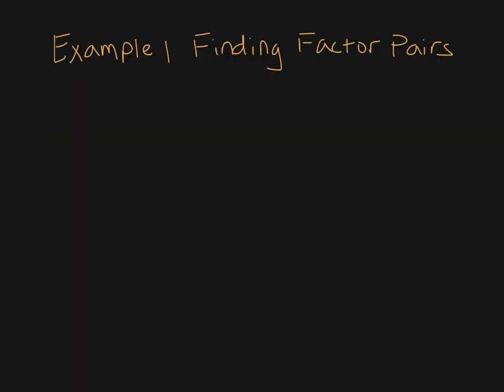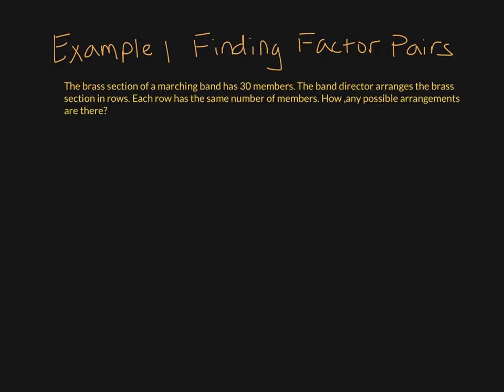Example 1, finding factor pairs. For this, you don't have to write all this down because we can just work through the problem together, but you'll have it in front of you as you are working on it. It says, the brass section of a marching band has 30 members. The band director arranges the brass section in rows. Each row has the same number of members. How many possible arrangements are there?